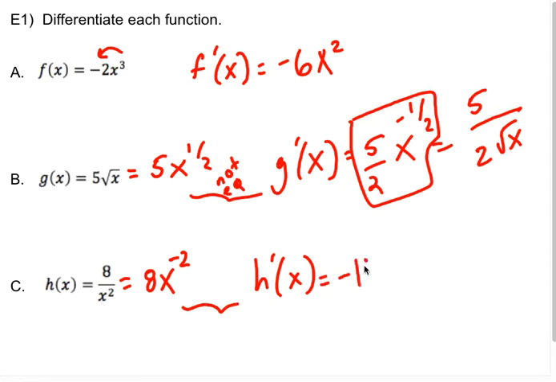So I'm going to get a negative 16, because the negative 2 will multiply the 8, x to the negative 3rd. That answer's fine, although a lot of people will choose to rewrite it this way because that's a pretty simple rewrite.